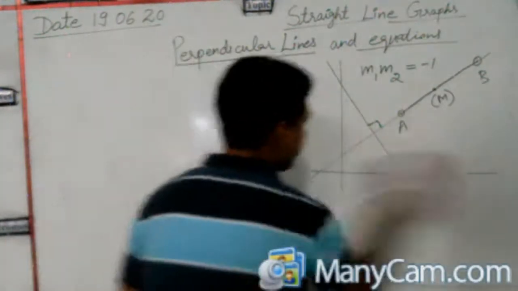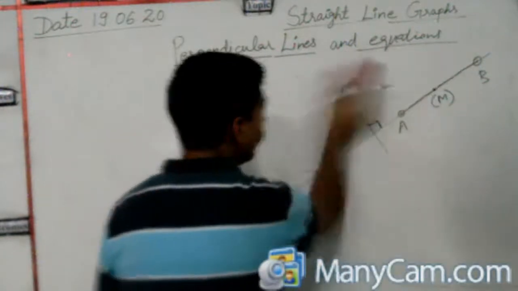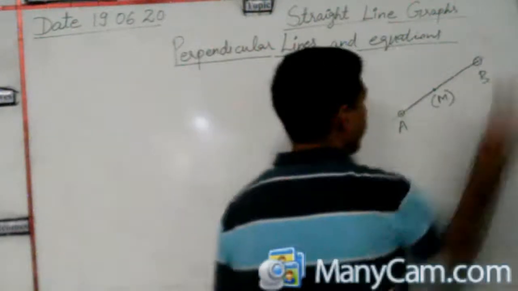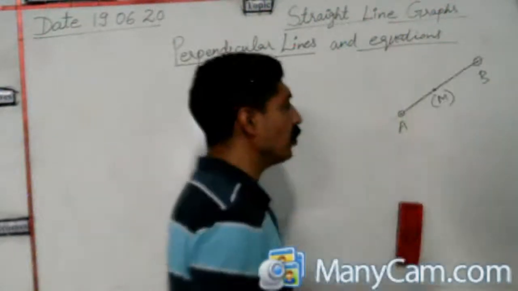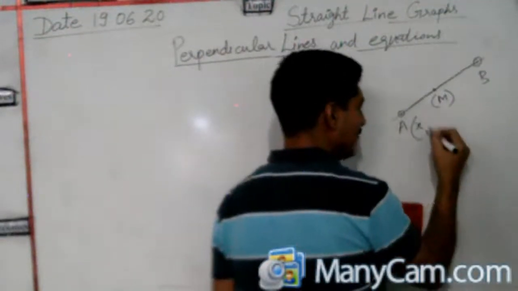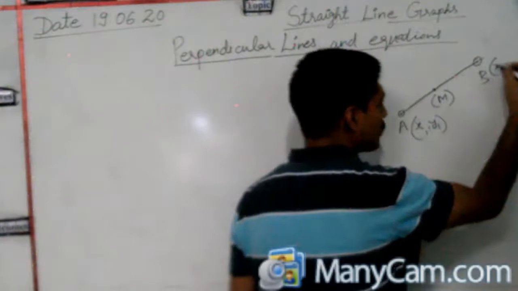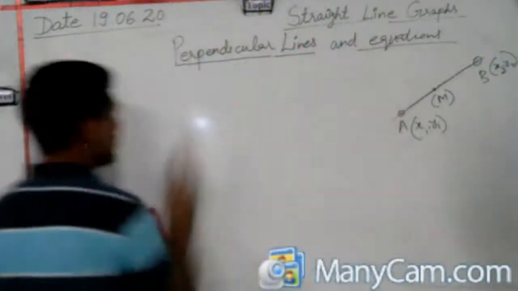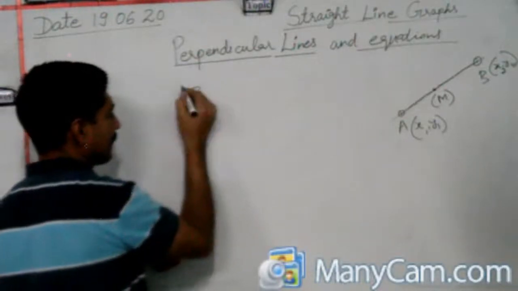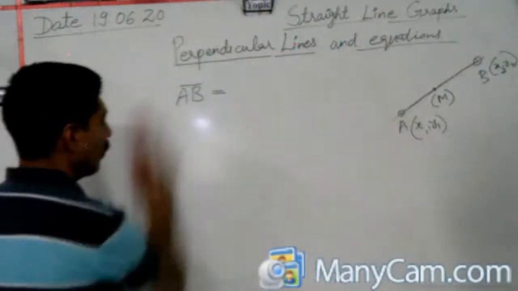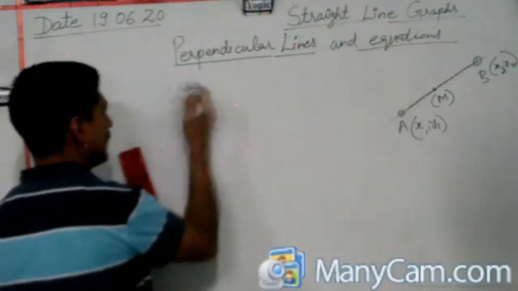So let's discuss, if we have a line on which we have two points A and B, whose coordinates are (x1, y1) and (x2, y2), then the distance AB, the length of the line segment. The topic is the length of the line segment.